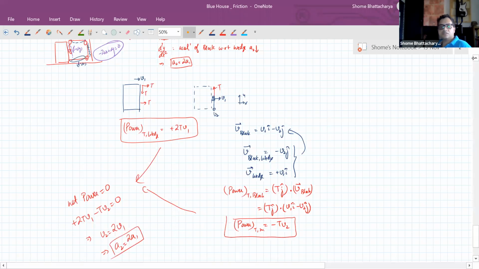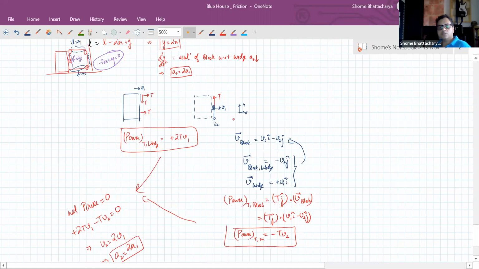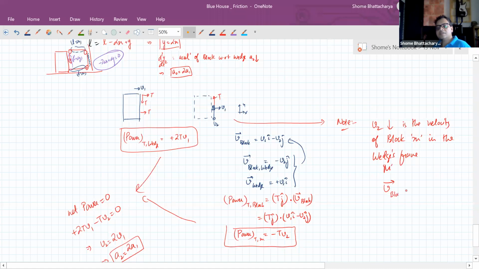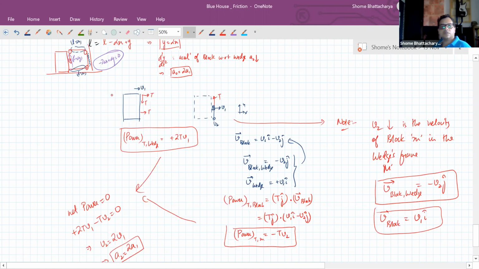Yeah. So this is a small little concept which becomes important over here: this v2 downwards is the velocity of the block, small m, in the wedge's frame, not in the ground frame. So it's basically the velocity of the block relative to the wedge. So that is minus v2 j cap. And the velocity of the wedge in the ground frame, we know, is v1 i cap. That is this one.